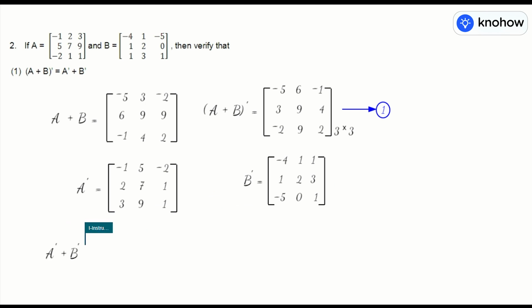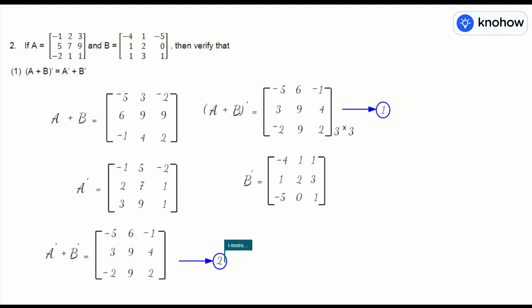Just add the corresponding elements. -1 and -4, you get -5, and similarly you add the others. 5 plus 1 is 6, -2 and 1 is -1, and you get 3, 9, 4, and -2, 9, 2. Now comparing 1 and 2, we find that both the matrices are the same.